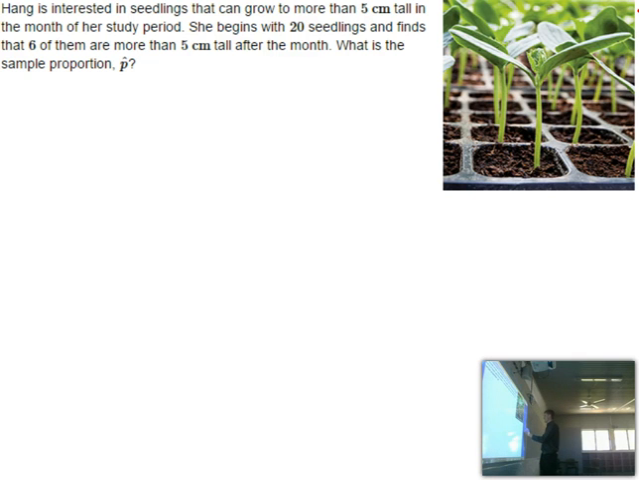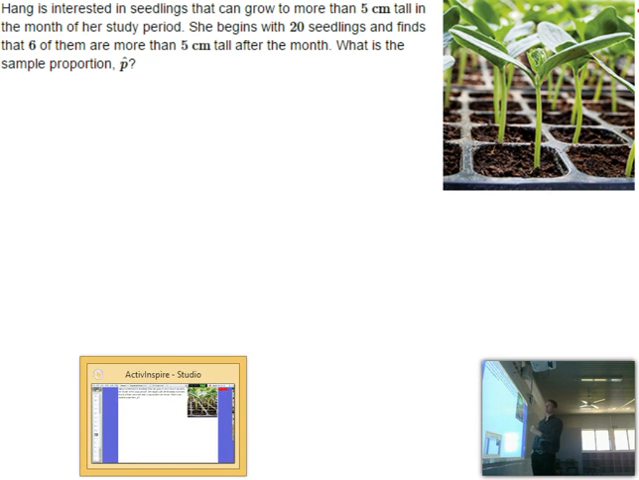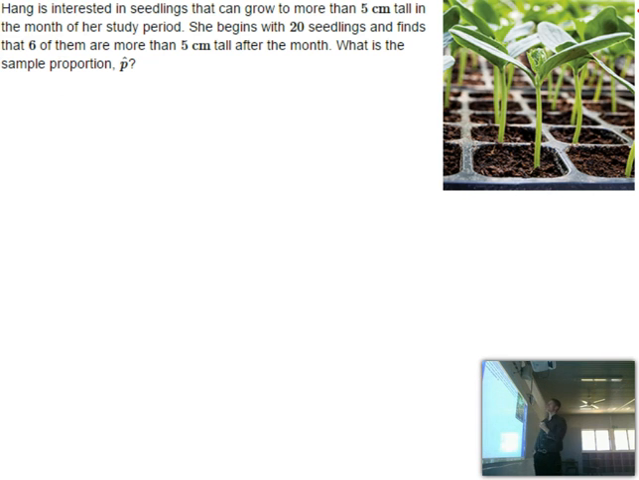Alright, let's try this particular example. Hanger person is interested in seedlings that can grow to more than 5 centimeters tall in the month of her study period. So then she begins with 20 seedlings and finds that 6 of them are more than 5 centimeters tall after the month. What is the sample proportion?